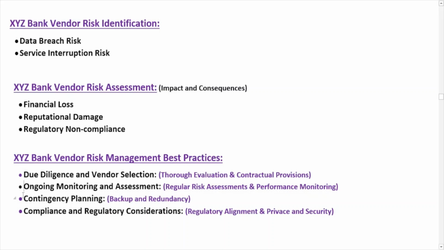The other best practice that XYZ bank uses to manage vendor risk is ongoing monitoring and assessment. Firstly, they have to regularly assess vendor risk based on factors such as criticality of services, access to sensitive data, and potential impact on business operations. Then they also need to ensure the continuous evaluation of their vendors' performance, like their adherence to contractual obligations and compliance with relevant policies and regulations.